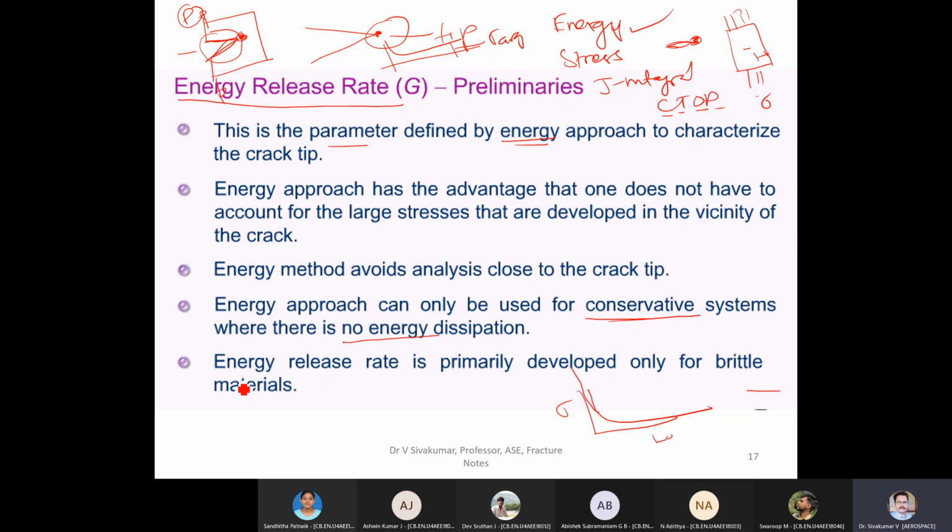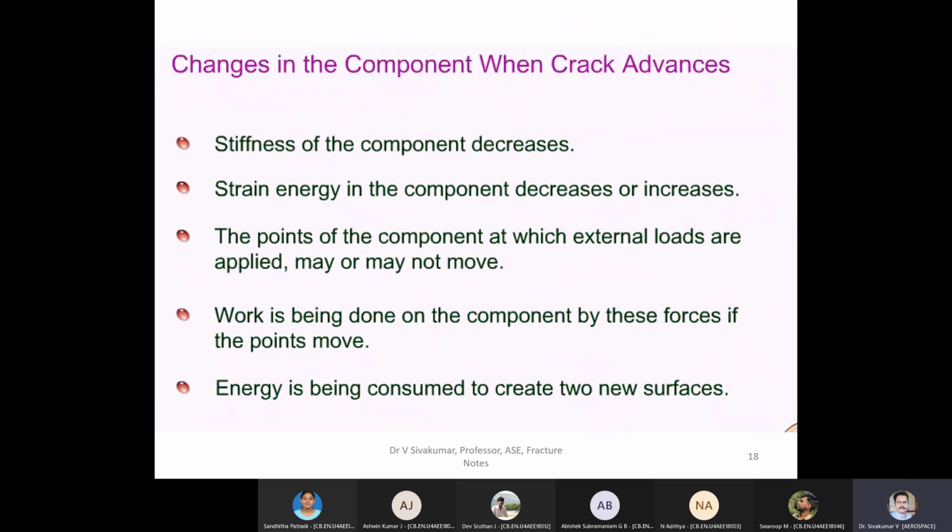The energy release rate, when it was started by Griffith, was mainly for brittle materials. So I have a body. The body has a crack. The body is subjected to forces.